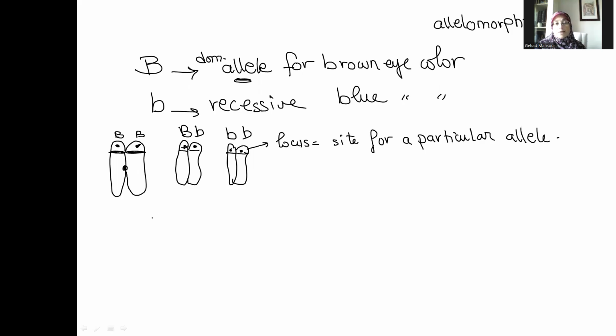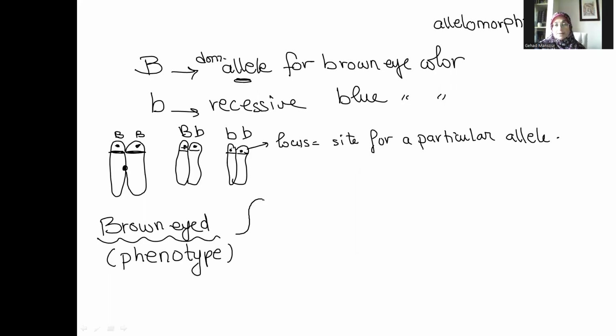Now, if I am brown-eyed, since brown is the dominant, this is my phenotype. This is how I look. So brown-eyed is a phenotype, okay? But brown-eyed might be brown-eyed because the genotype or the genetic makeup is capital B capital B, or it might be capital B small b.